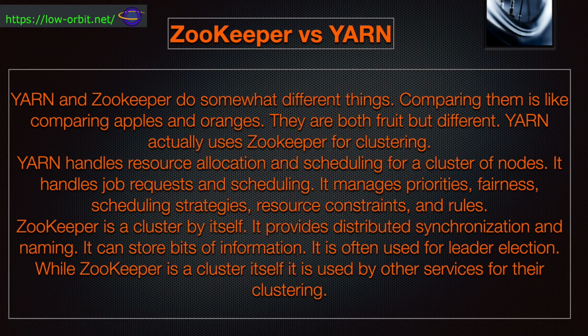Zookeeper versus Yarn. Yarn and Zookeeper do somewhat different things. Comparing them is like comparing apples and oranges. They are both fruit, but different. Yarn actually uses Zookeeper for clustering. Yarn handles resource allocation and scheduling for a cluster of nodes. It handles job requests and scheduling. It manages priorities, fairness, scheduling strategies, resource constraints, and rules.